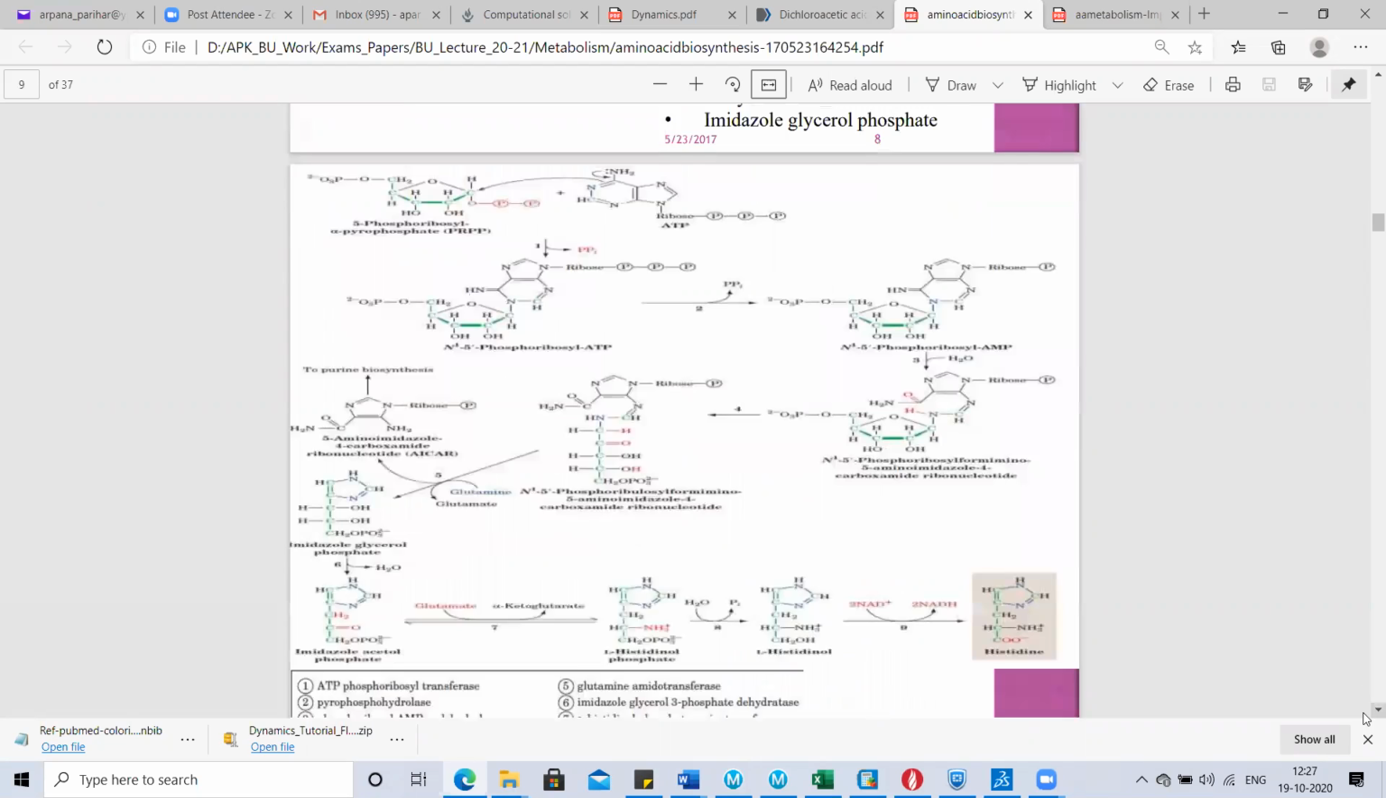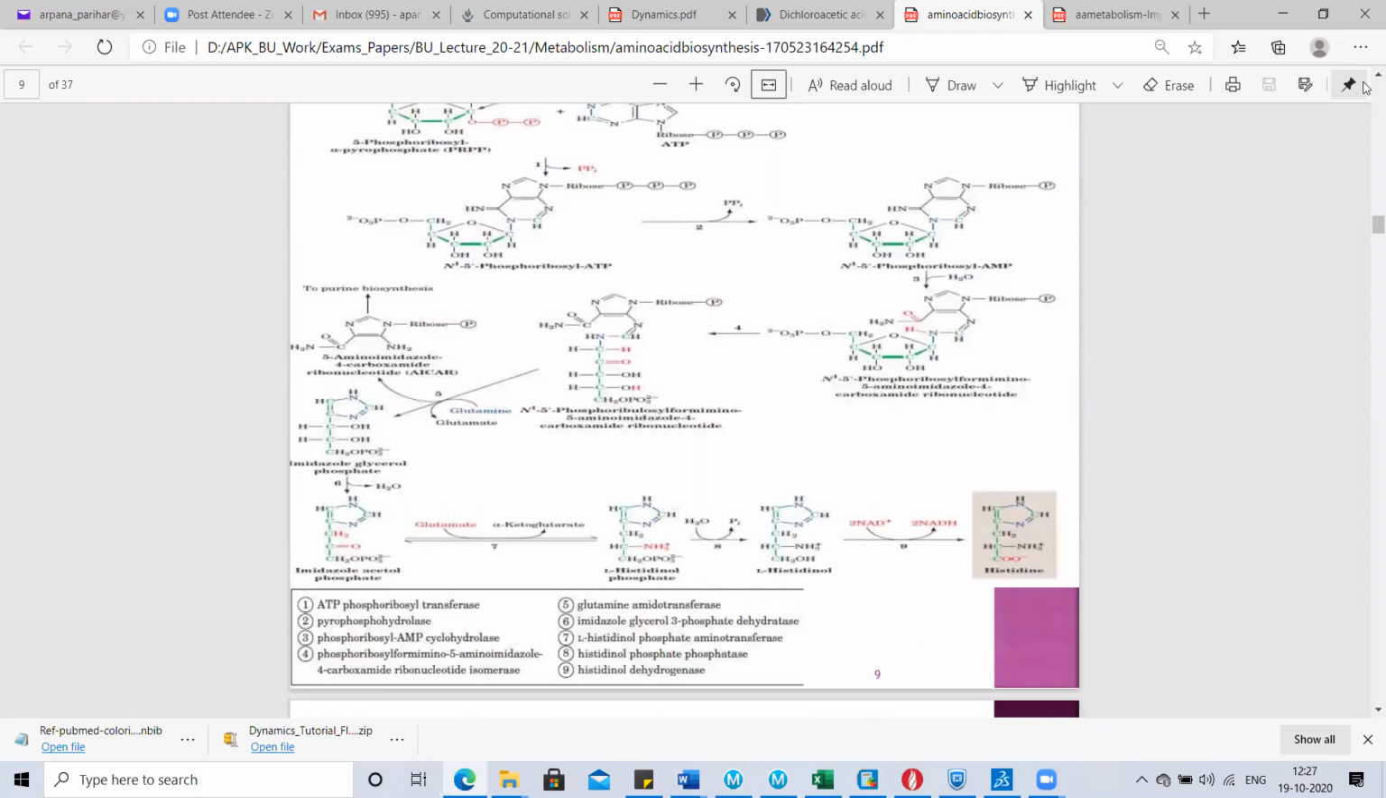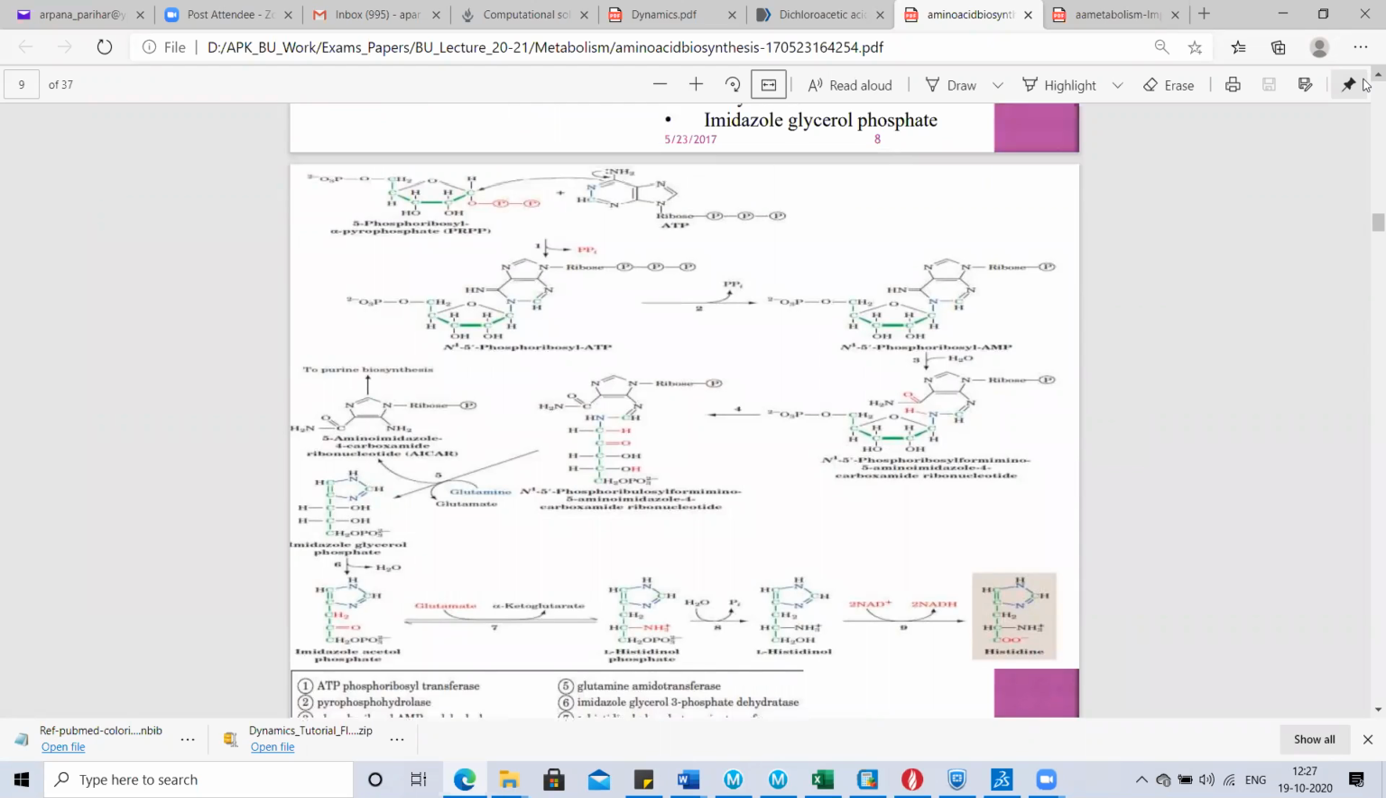This is the overall reaction. I know this is a complicated one, so I'm just going to tell you the key reactions of this pathway so you can memorize how histidine gets synthesized. You are well aware of this, as I think Dr. Munjal sir had taken one lecture on purine pyrimidine biosynthesis earlier, so you can correlate this from there. 5-Phosphoribosyl pyrophosphate, this is PRPP.